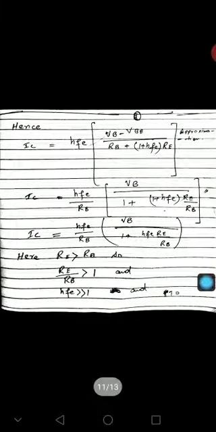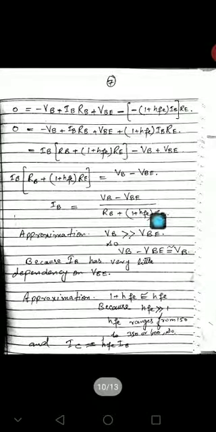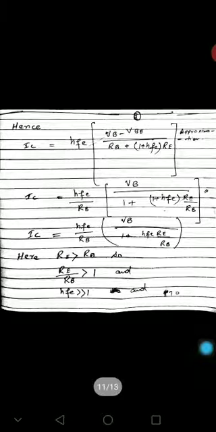Now from this value of IB we have to find IC. So IC is equal to HFE times (VB minus VBE) over (RB plus (1 plus HFE) times RE). By simplifying this equation and applying the approximation, we have IC equal to HFE times VB over RB, divided by (1 plus HFE times RE over RB).